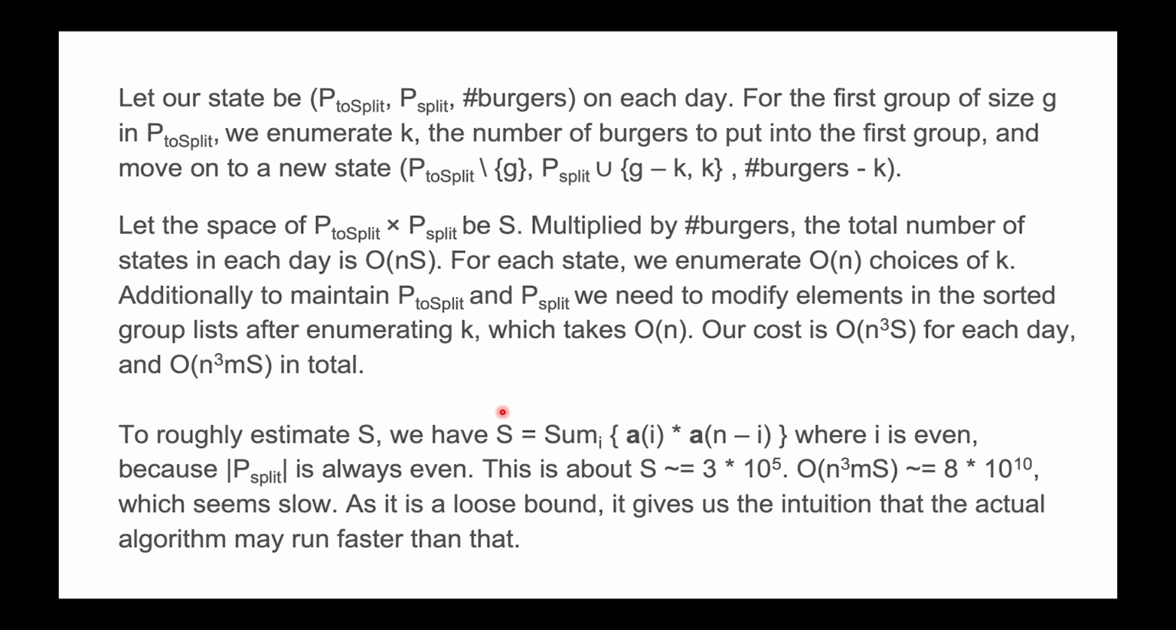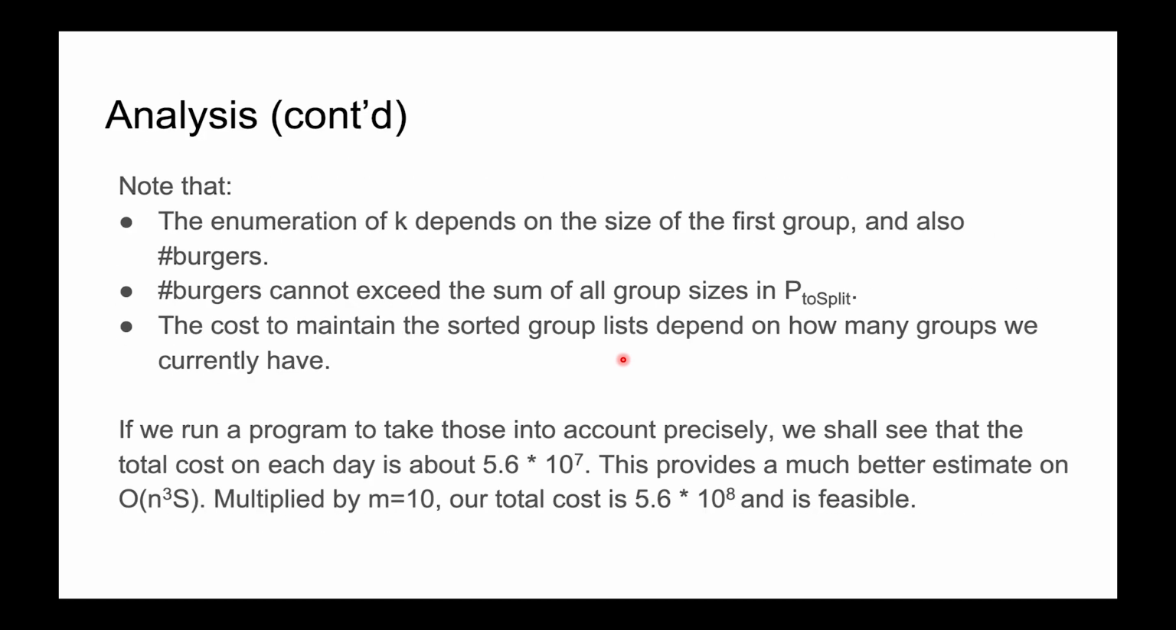To roughly estimate s, we can say s equals the sum of a_i times a_(n minus i), where i is even. i is even because the number of groups in P split is always even. This is about 300k, and the total is about 8 times 10 to the 10th. This seems a bit slow, but because it's a loose bound, it gives us the intuition that the actual algorithm may run faster than that.